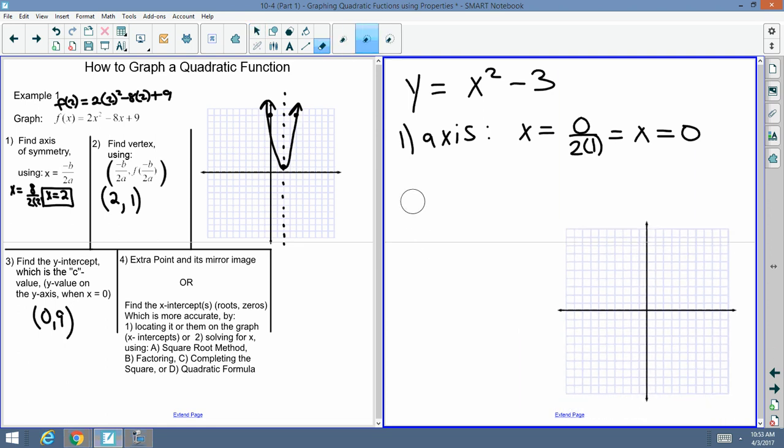You'll see, yes there is. You'll see. Step 2, so my axis is 0. So when x equals 0, it's right on the y-axis. That's my axis of symmetry. Step 2, my vertex.